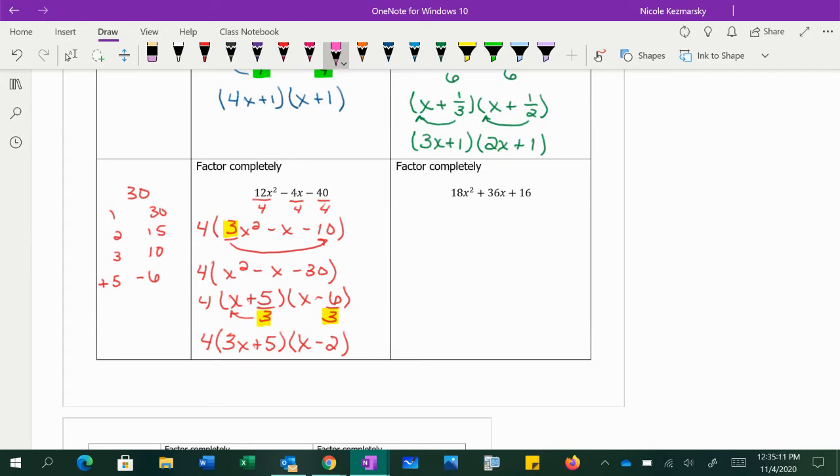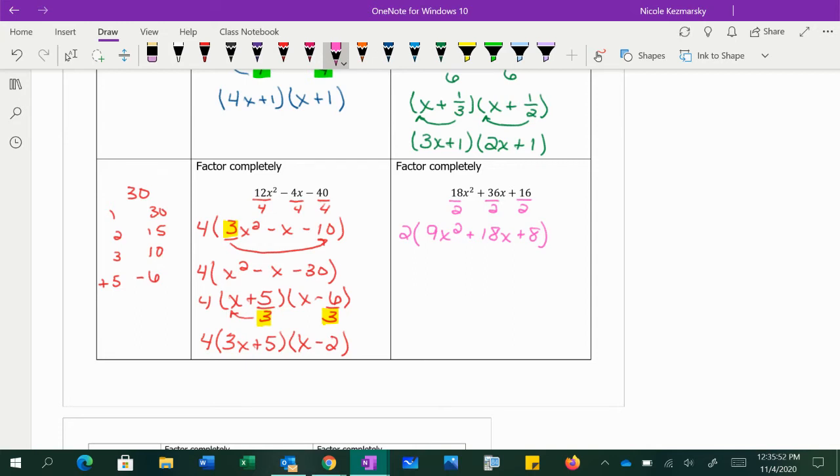For the next example, 18x squared plus 36x plus 16, we're going to look for a GCF. I see that it's at least 2 because all those numbers are even. Let's see if I can go bigger than 2. Not 3 because it doesn't go into 16, not 4 because it doesn't go into 18. I'd be willing to bet that 2 is our GCF. So I'm going to divide by 2 and put that 2 in front. That's going to give me 9x squared plus 18x plus 8.